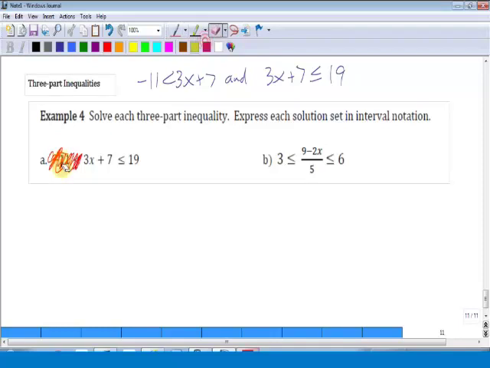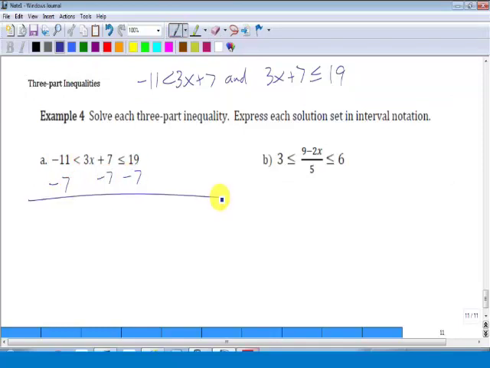So with this three-part inequality, save a little bit of time, a little bit of effort, subtract 7 from each part. And this will give us an equivalent inequality. This will be negative 18 is less than 3x. Scratch those negative 7s.